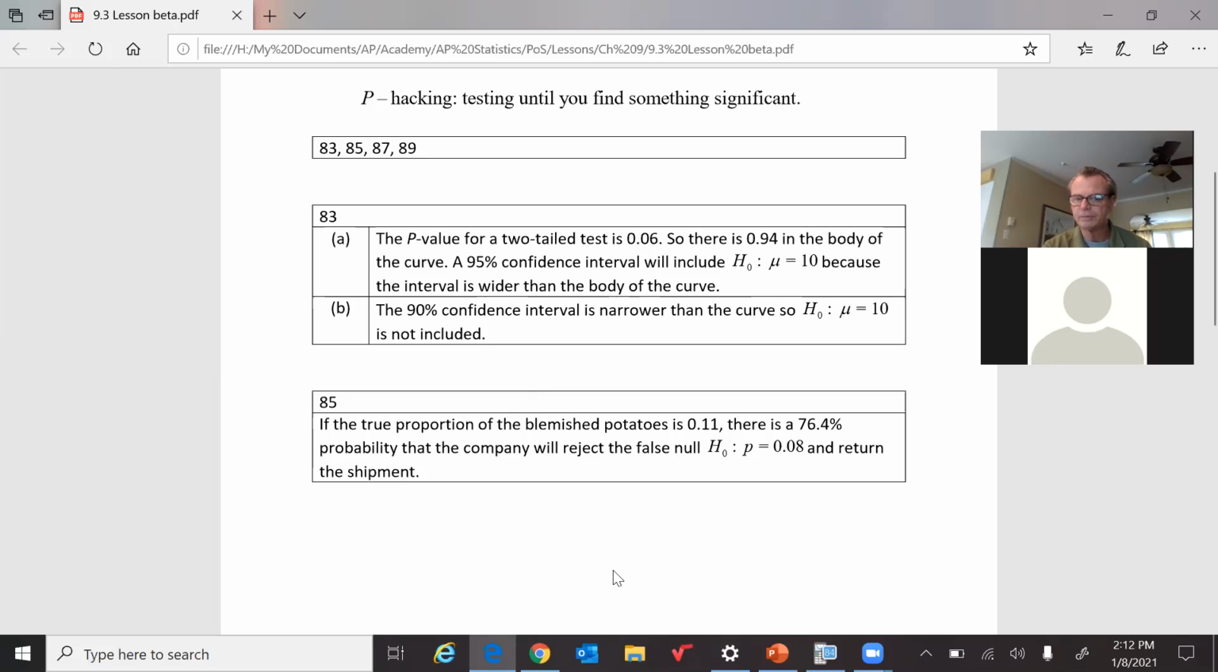The potato example. Potato chips. If the true proportion of blemished potatoes is 11%, remember that the cutoff the company decided was 8%, and there's a 76% probability the company will reject the false null and return the shipment. That's what the power of the test means. If the parameter is 11% tested against 8%, and that was on the drawing where we showed how far apart the numerator was, then you would have a 76.4% chance to land in the tail and reject the null. Okay? So we're going to give you a couple more minutes to go to the last two problems.